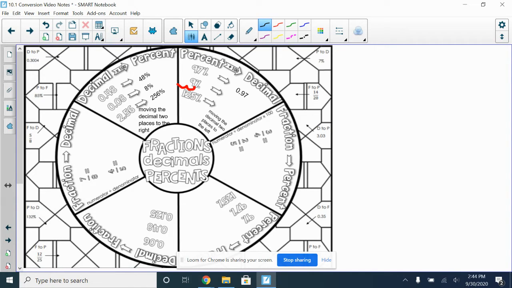But wait, Miss H, there's no number there. What do I do then? If there is no number there, you would put a 0 in as your placeholder. So instead of just 0.9, you need to make sure that you go that full 2 places over, and when there's nothing there, you put in a 0 as your placeholder. So you have that, and you drop the percent.